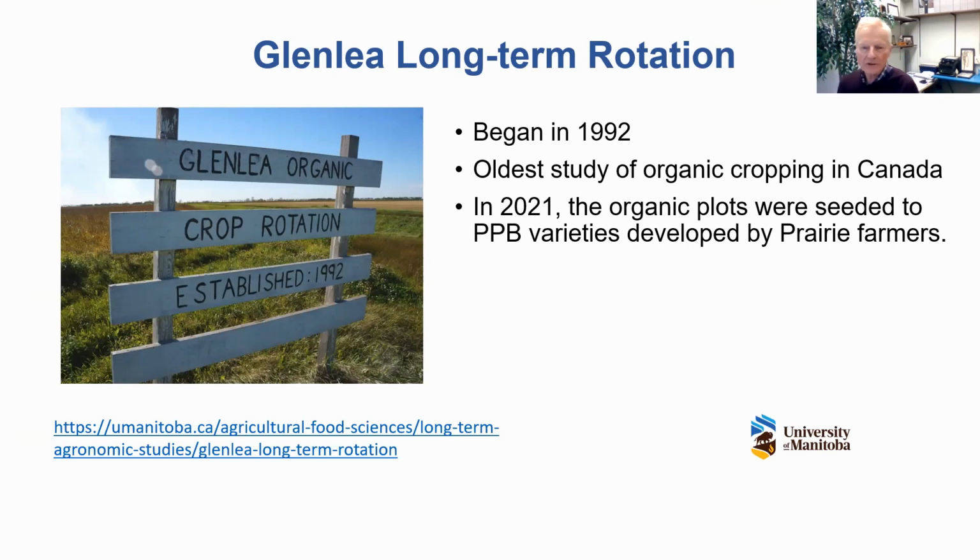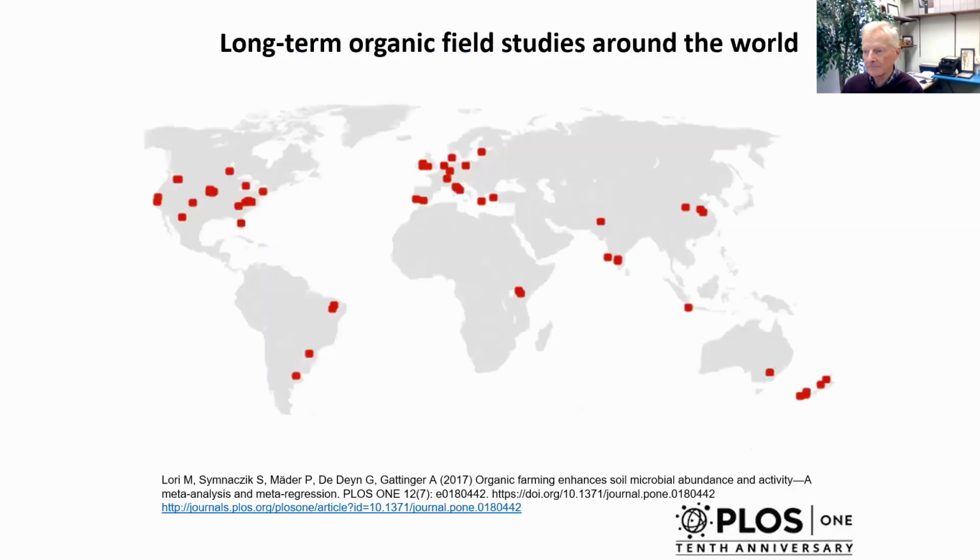So what I wanted to do is really build on what Michelle's work has shown us, that some varieties are better suited to organic production. The focus of our research is to try to bring those into production systems. One of the places we do that is at Glenlee, and starting in 2021, in the organic plots at Glenlee, we've put the PPB lines into the study.